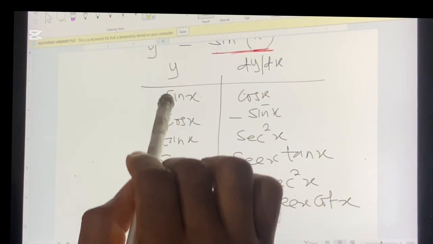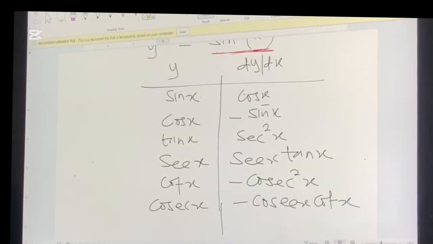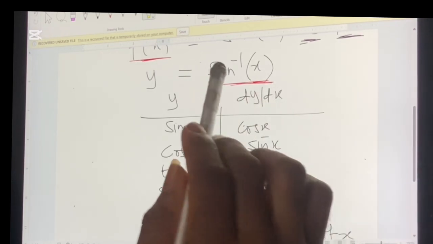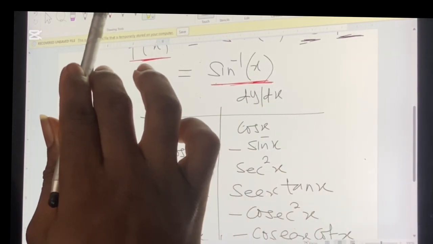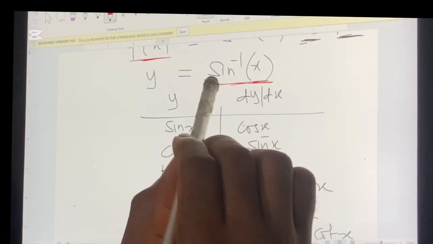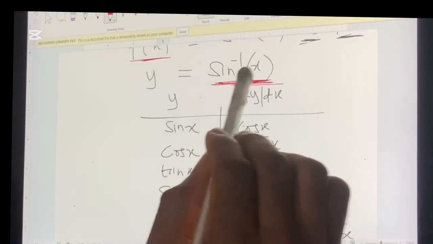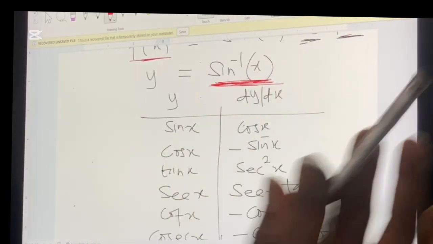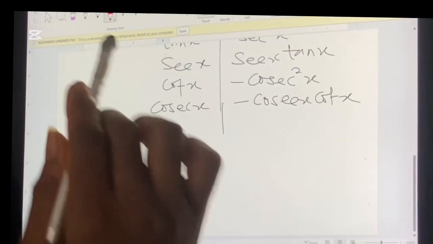Now, these are special functions and their derivatives. So you have to know this. If you look into this question here, this question is not in this format. We don't have anything as sine inverse in these special functions. So we have to make this linear. How do we make this sine inverse linear in order to differentiate it? We write it in this way, class.